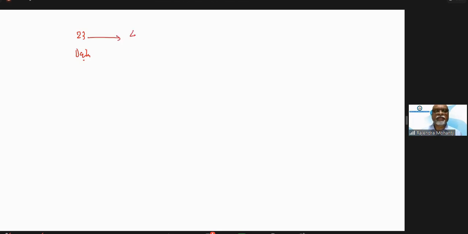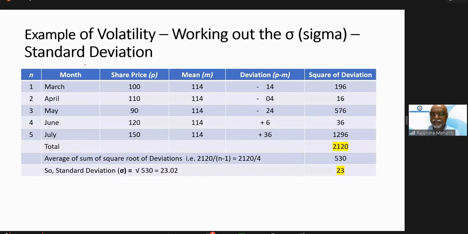Sometimes a question will ask you to convert any volatility into daily, weekly or monthly volatility, or the reverse, or for any number of days. Suppose 23 is the volatility for 45 days. Find the daily volatility. How do we do that?